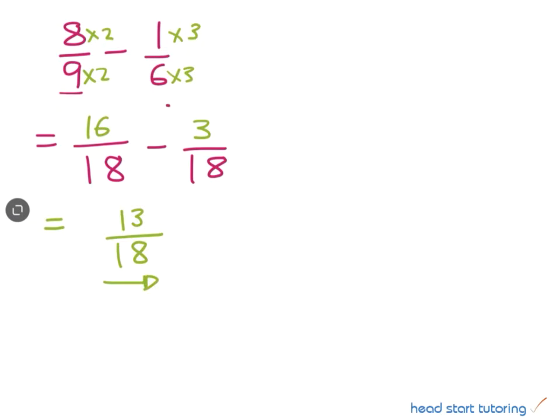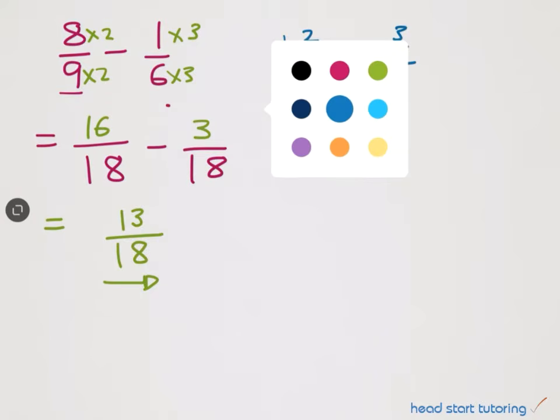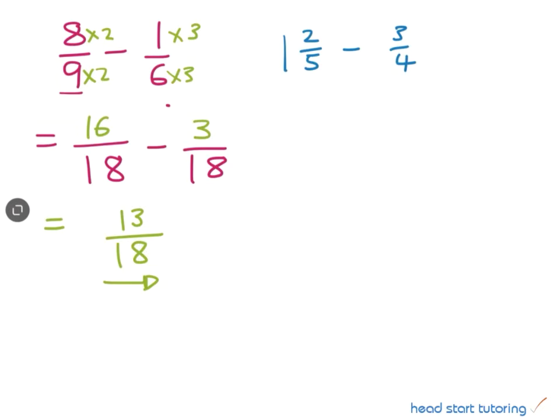Let's have a look at mixed numbers. So if I've got 1 and 2/5 minus 3/4, as you can see, we've got a mixed number here. So we need to convert our mixed number firstly into an improper fraction before we go any further. So 1 multiplied by 5 is 5. 5 plus 2 is 7. So we've got 7 over 5. So 1 and 2/5 is equal to 7/5.